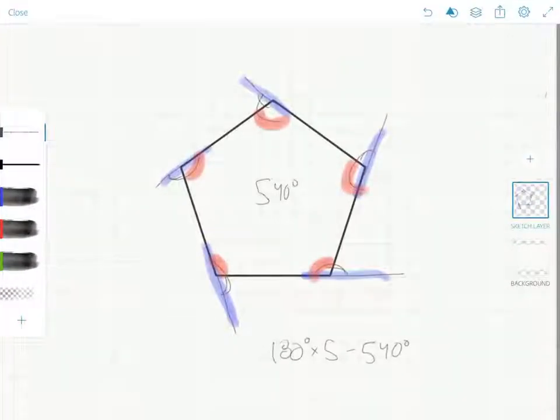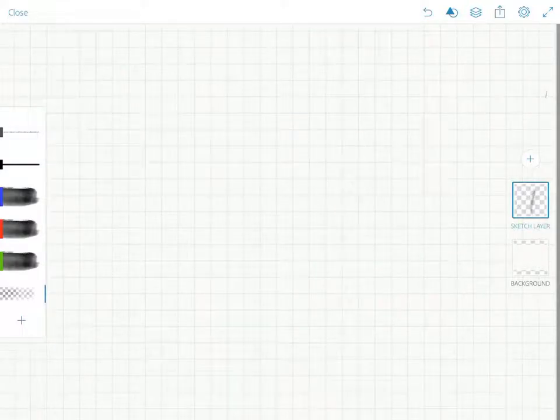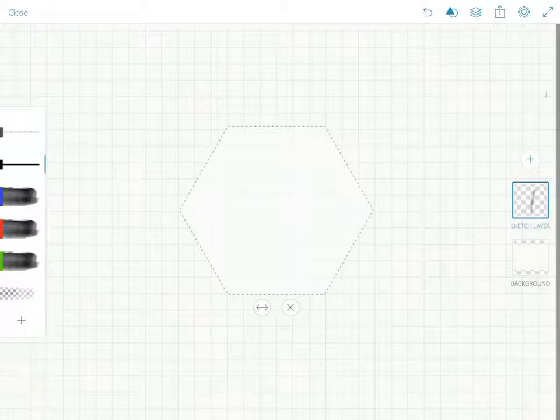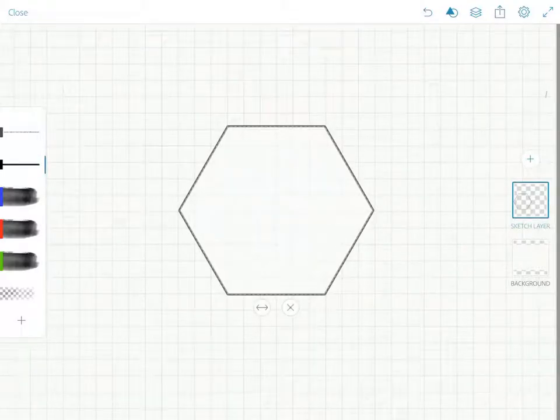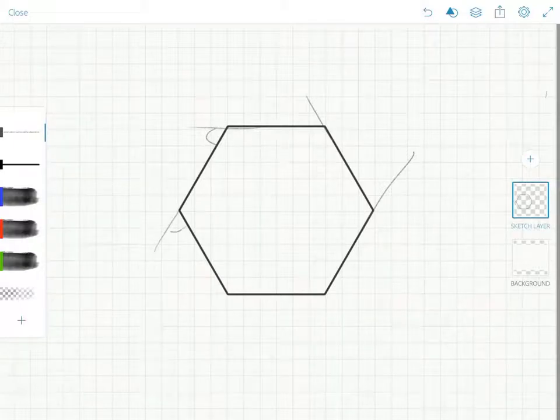So at this point, you should probably start thinking that, wow, it doesn't matter what shape I use, the exterior angles of a polygon are always going to add to 360 degrees. And if you're thinking that at this point, you are correct. We will do one more example here. Find the exterior angles, which are these here.